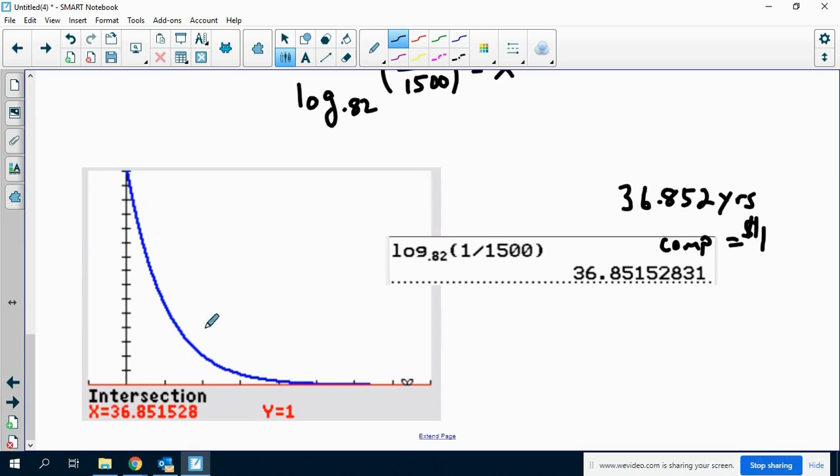And then I showed another way you can do it. You can actually graph y1 in your calculator is 1500 times 0.82 to the x, and y2 in your calculator is whatever the dollar amount it is. Now I put $1 as close enough to zero in this problem, but you can kind of figure out where it goes from there. So after about 36.852 years, it's about $1, which is pretty close to $0.